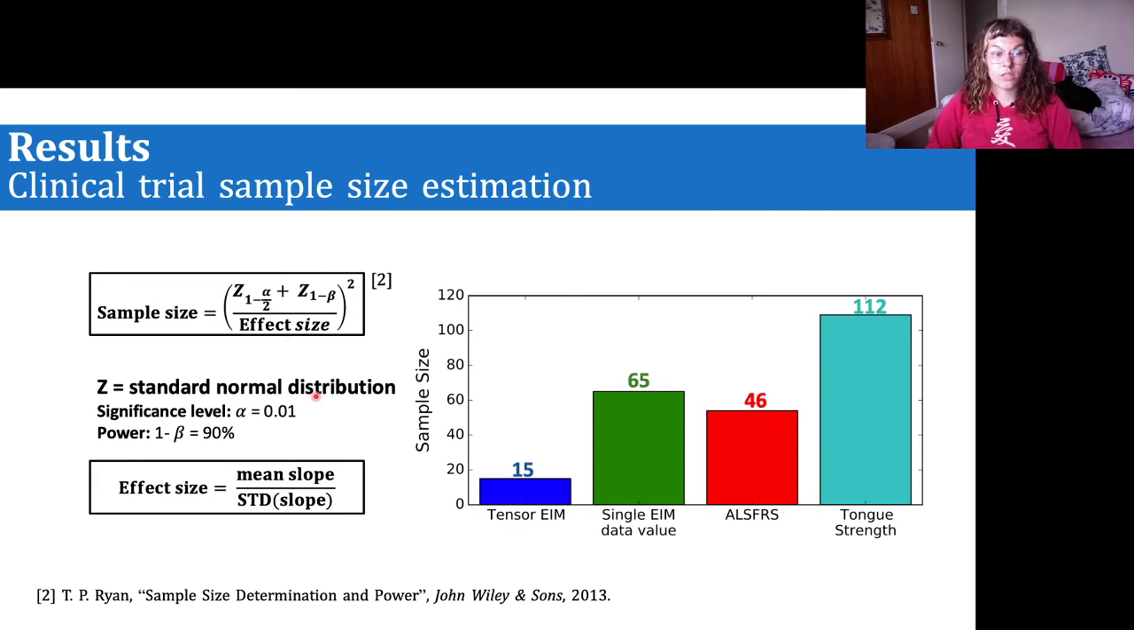So this was done using this equation, where the distribution of the slope of change in each parameter is used, and I calculate this at 1% significance for 90% power. So these sample size calculations clearly indicate that Tensor EIM seems to be the most effective. We find that 3 times more patients are needed in a clinical trial using the ALS-FRS, and over 4 times more are needed in a clinical trial using just a single frequency EIM assessment rather than looking at our full high dimensional data set and reducing it down through our Tensor EIM method.